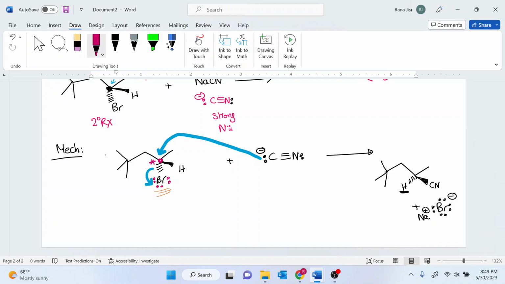We need to find the configuration for both chiral centers in there. For SN2, the reaction proceeds by inversion in configuration. So if this chiral center is an R, then this one is going to be an S, and vice versa.